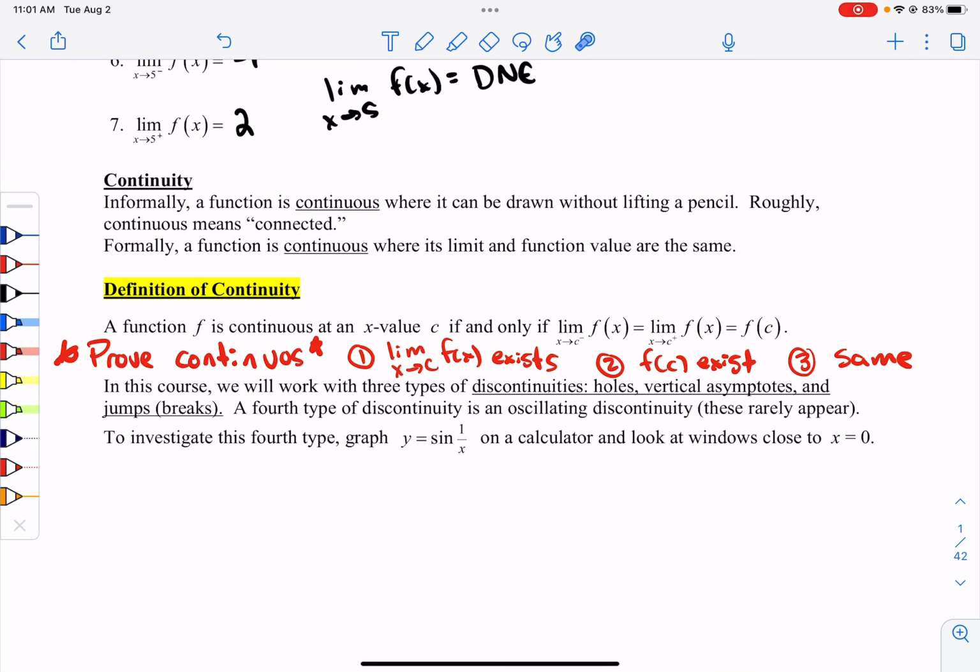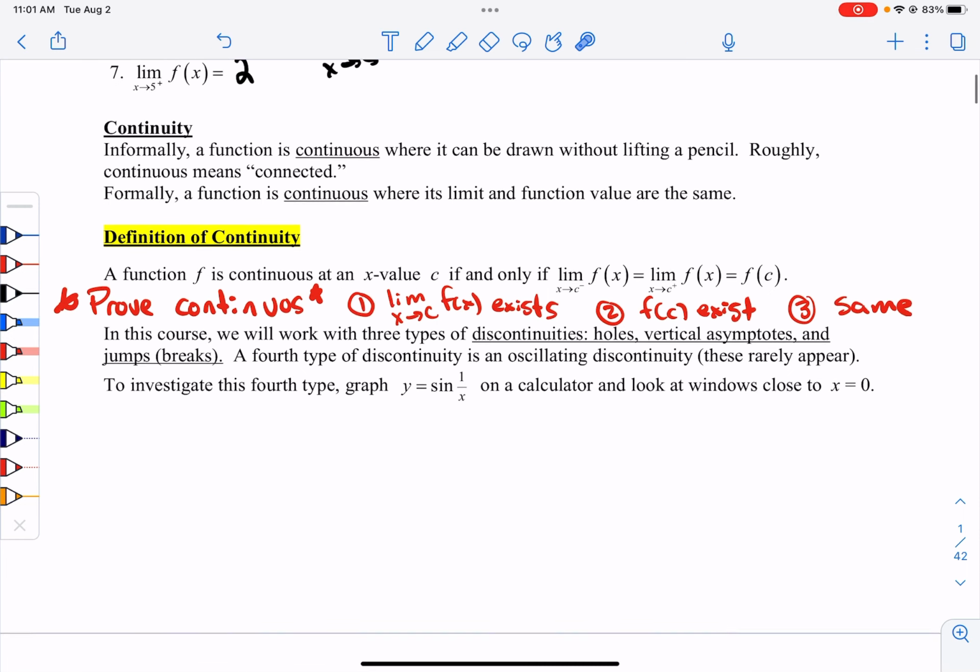Those don't really come up in the AB class. I believe that Calculus BC will get into oscillations a little bit, but we don't really see that in this class. So you only need to worry about those other three: holes, vertical asymptotes, and the jumps.